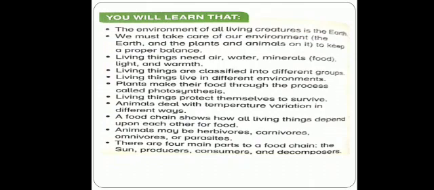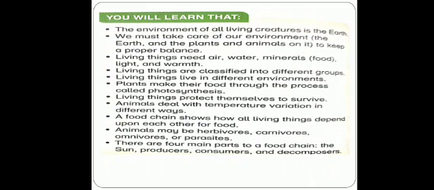Now in this unit you will learn that the environment of all living creatures is the earth. We must take care of our environment, the earth and the plants and animals on it, to keep a proper balance. Living things need air, water, minerals, light and warmth. Living things are classified into different groups. Plants make their food through the process called photosynthesis.